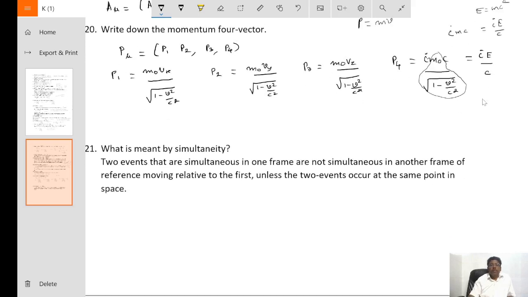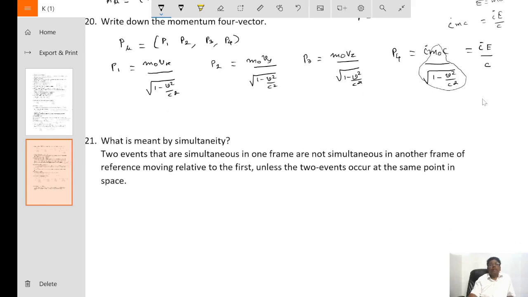And the last question is, what is meant by simultaneity? Two events that are simultaneous in one frame are not simultaneous in another frame of reference moving relative to the first, unless the two events occur at the same point in space.